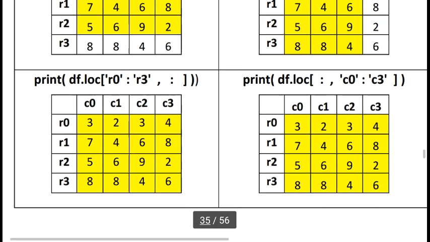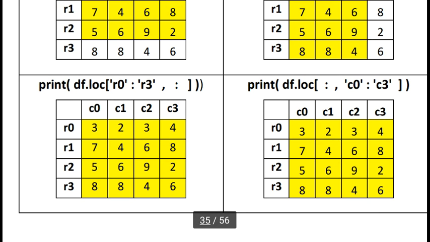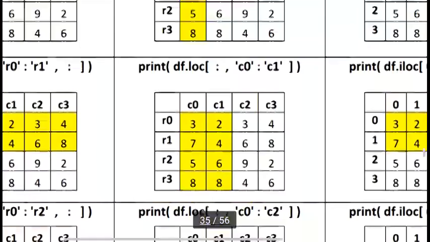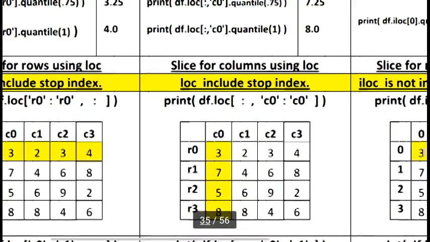Okay, so this is a slice operation. A slice operation means we can select more than one row, more than one column, from the starting, the bottom, or the middle also. But here this is your label index.